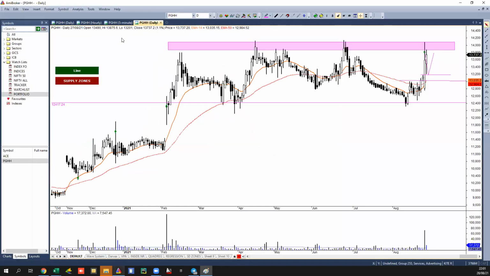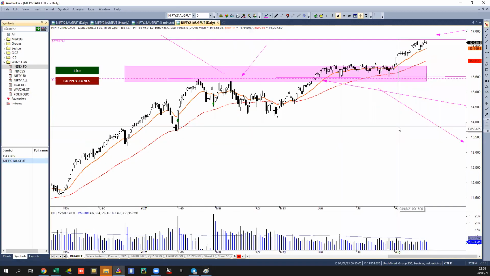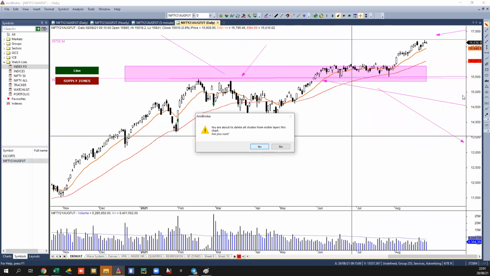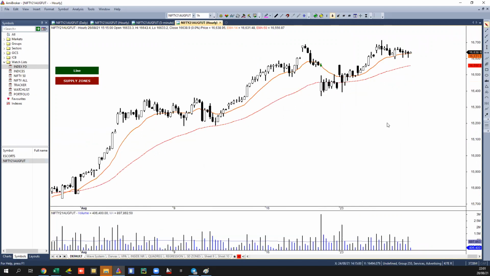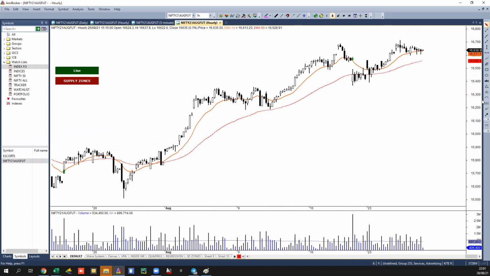Let me show you quickly the Nifty chart, and then you will understand what I mean. Okay, delete studies. What happened here? This hourly chart, you see, there's a volume spike. Whatever I'm telling you, don't take my word on it. Explore yourself. The best learnings happen by exploring. What happened here? There was a volume spike.